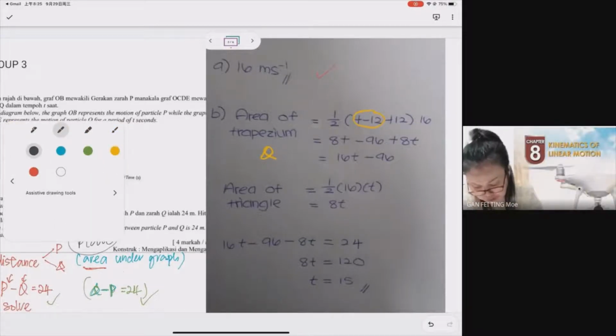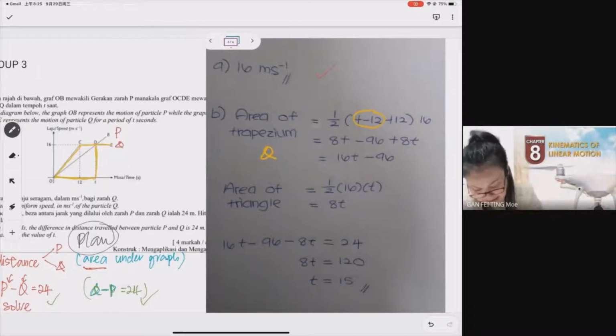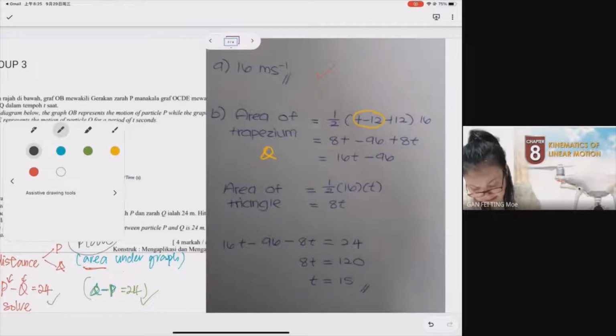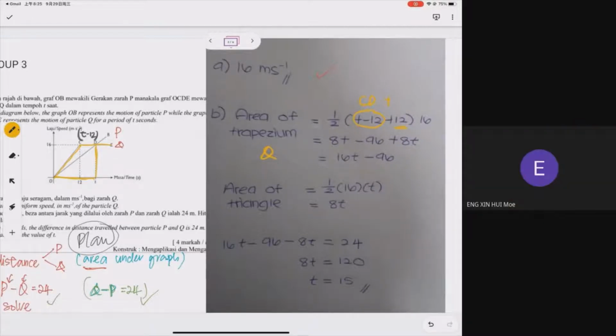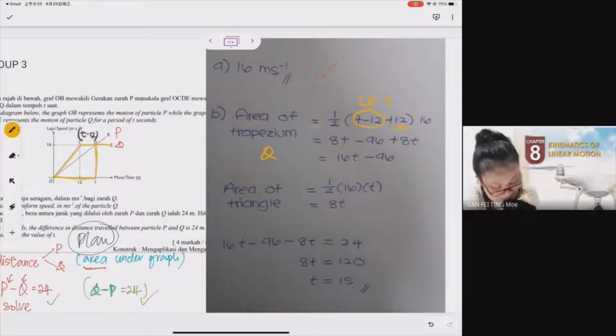I need to change my color. This is CD. This is T minus 12. The duration for this is T minus 12. So this is CD. Then you add T. Plus T. Yes, plus T. Maybe the formula, I think, yeah. Some problem. What happened here?